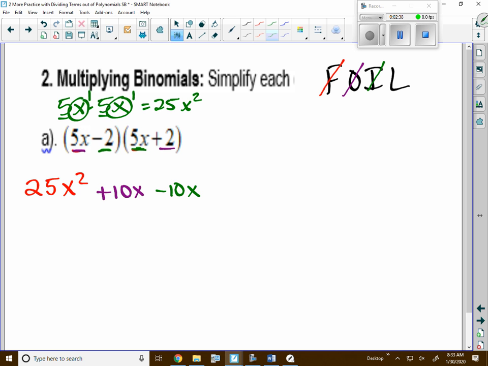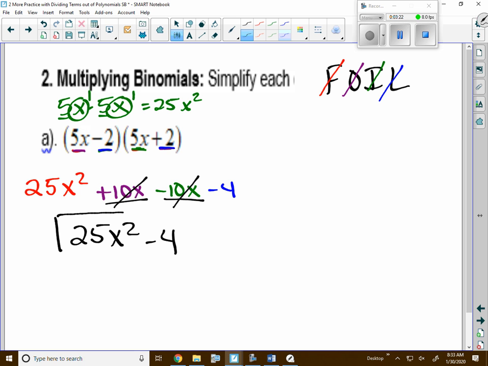And then the last one is our L, which stands for last. So the last are negative 2 and positive 2 multiplied together to give you negative 4. Is there any term or 2 terms that I can combine? Yes, you see here, like terms, same variable with the same exponent. What's positive 10 minus 10? 0. So actually, those cancel out, and we don't have to write them. And then we just write our remaining numbers, 25x squared minus 4.